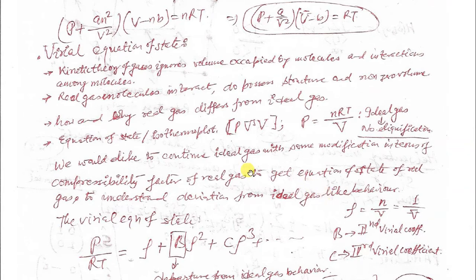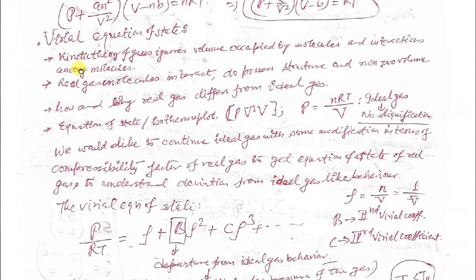Now we move to another topic, that is the virial equation of state. We are familiar with the ideal gas equation, PV equal to nRT. In this case, the kinetic theory of gases tells us that the molecules of the gas do not have any size, so the volume of each molecule is taken as 0. At high temperature, the molecules are far apart, so there is no interaction among them. This is the behavior of an ideal gas, and PV equal to nRT is valid.